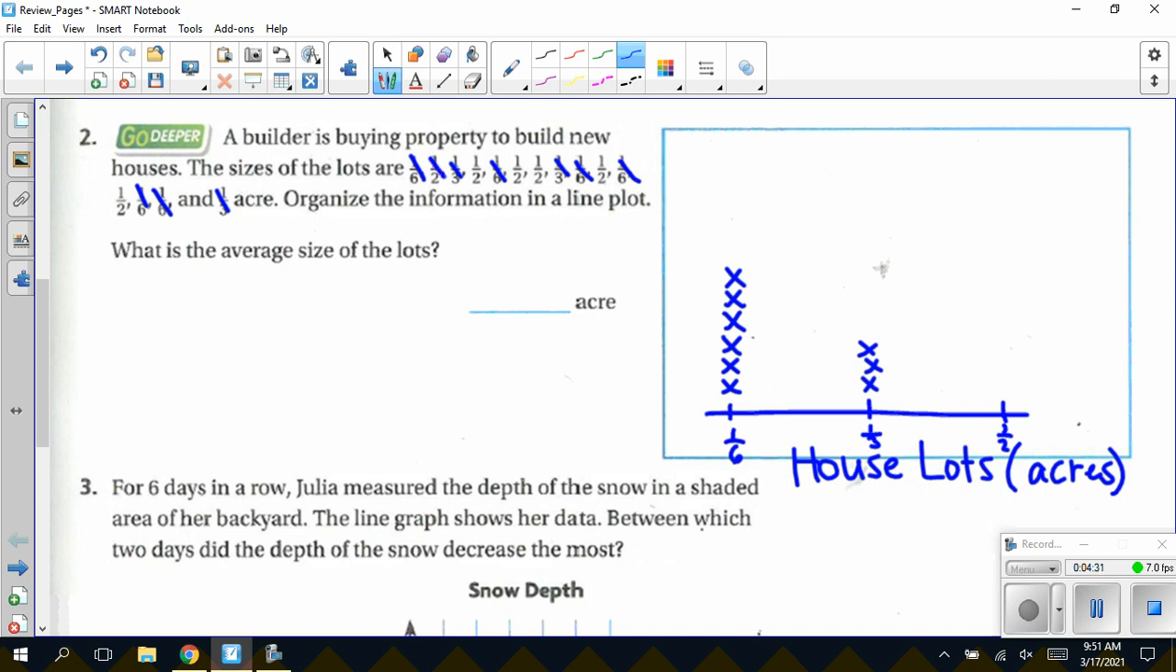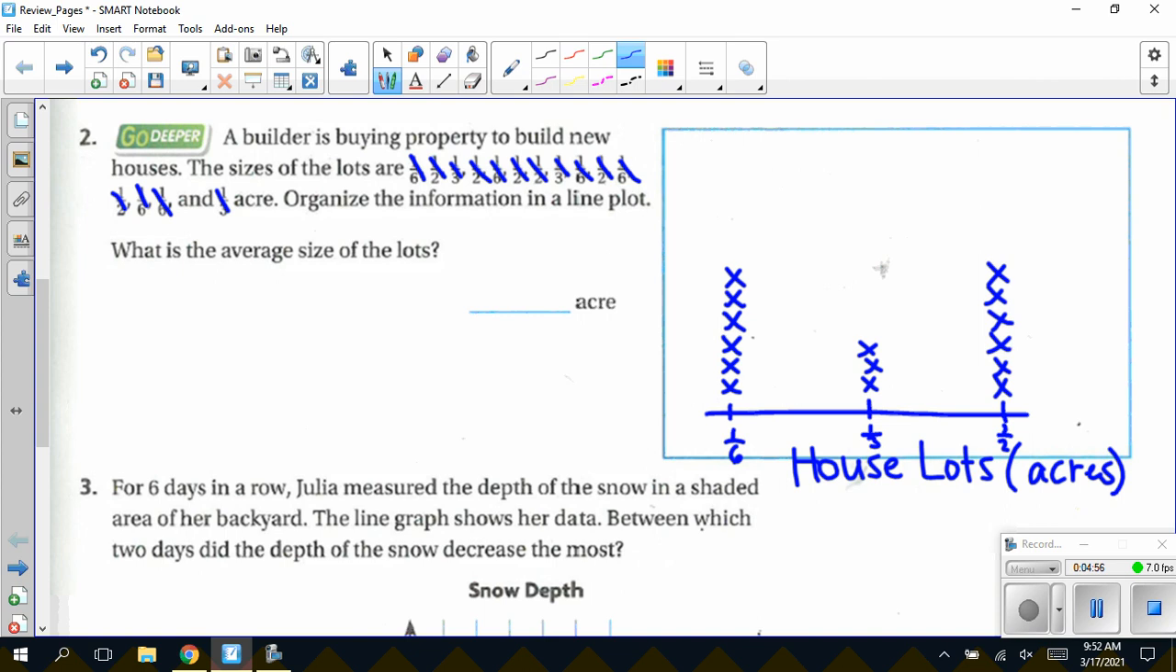I have 1, 2, 3, 4, 5, 6. So I also have 6 1/2 size lots. 1, 2, 3, 4, 5, 6. So now that I have my information organized, now I can find the average size lot.